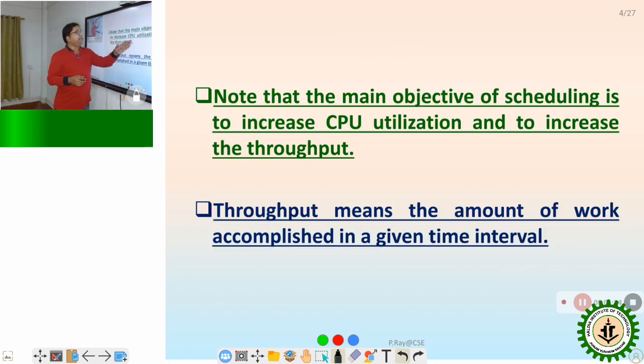Note that the main objective of scheduling is to increase CPU utilization, which is very important, and to increase the throughput. Throughput is the amount of work accomplished in a given time interval. How fast the execution is, that is our objective, and for that we have to do scheduling. Which process will execute first and which will execute next depends upon the scheduler.